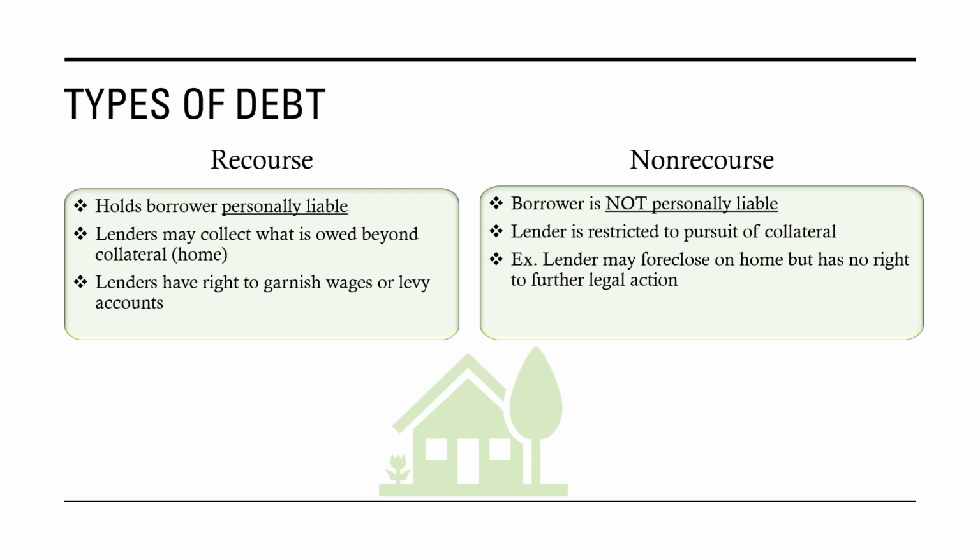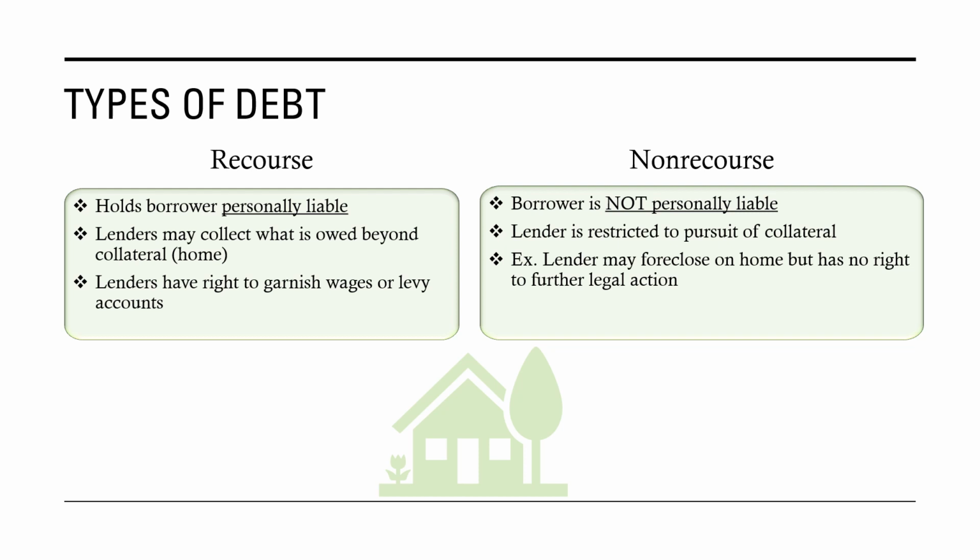So if a home is sold at a short sale and it comes up short of the amount owed, and the taxpayer would be required to make up the difference, that is a recourse type of loan. Lenders can collect what is owed beyond that collateral, the home. The lenders would even have a right to garnish wages or levy accounts.